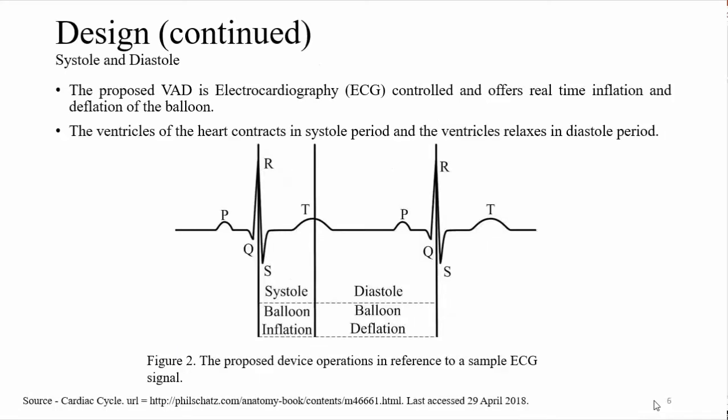So this is your ECG. From R to T of your ECG is called the systole region, where the balloon inflates and exerts pressure on the ventricles of the heart. And this is the diastole region where the balloon deflates. That is when your heart, the ventricles, expand and your balloon deflates.